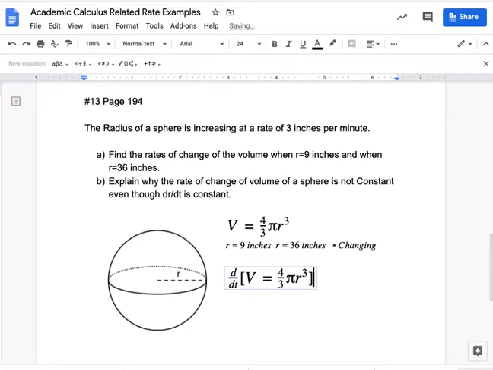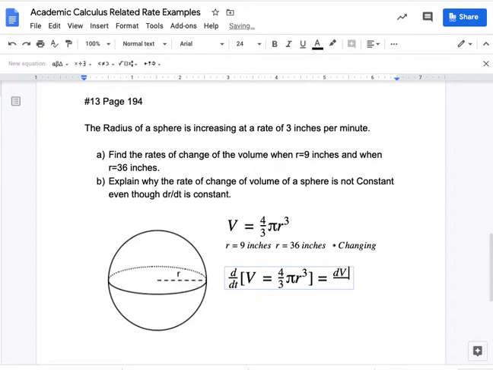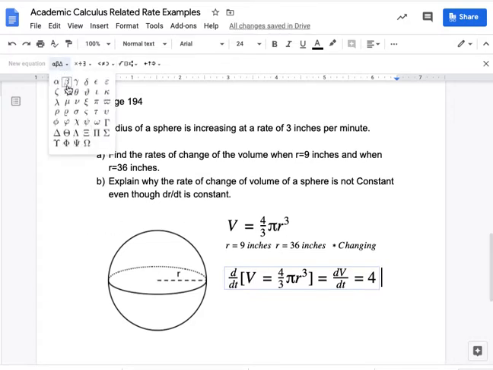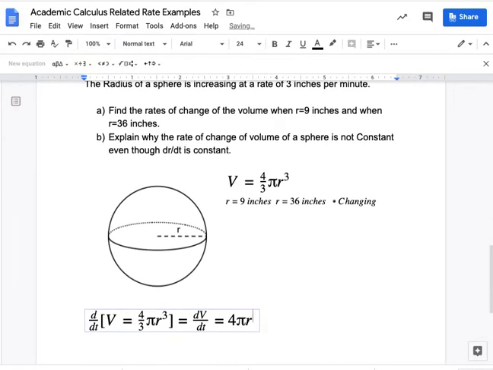And that is going to be equal to the derivative of volume, dV/dt, is equal to, using our power rule, 3 times 4/3 is going to give us 4 pi r, subtract 1 from the exponent, is now squared. And because our radius is not a time, we have to add our rate of change notation here, dr/dt.